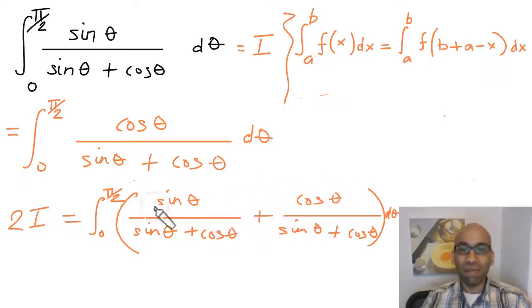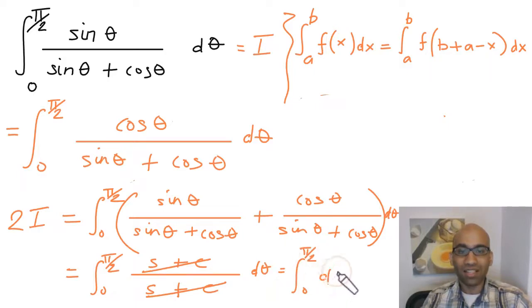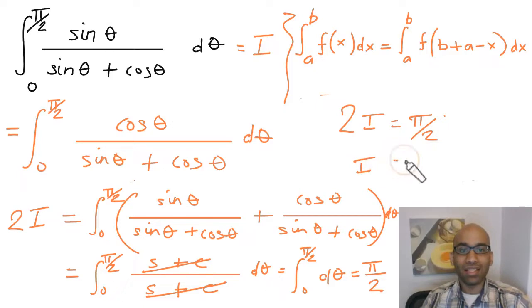So we can just write this to be equal to 0 to pi by 2 of sine theta plus cosine theta divided by sine theta plus cosine theta d theta, and then the numerator and denominator cancel out, and so all you're left with is the integral of 0 to pi divided by 2 of d theta, and we know the integral of d theta is theta, and so this integral is equal to pi divided by 2, and so 2I is equal to pi divided by 2, which means I is equal to pi divided by 4.